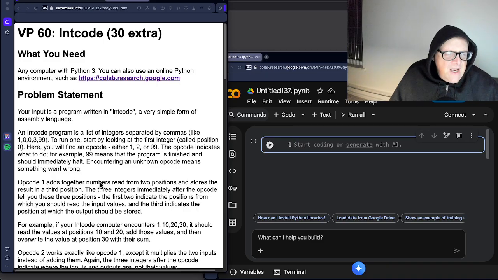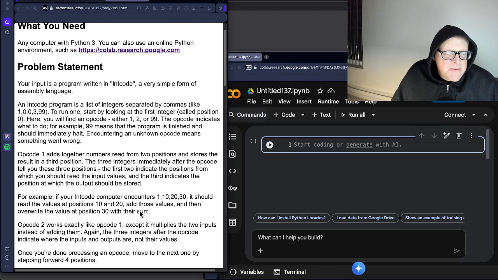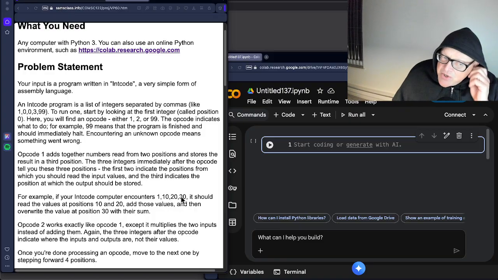Opcode 1 adds together those 2 numbers and stores the result in a 3rd position. Oh, so there's 3 integers after it. Okay, so the first 2 indicate the positions from which you should read the input values, and the 3rd indicates the position at which the output should be stored. So this means take the data at location 0 and data at location 0, add them together, and write that into location 3. And here's another one, 1, 10, 20, 30. It should read from location 10 and location 20, add those together, and store it in location 30.